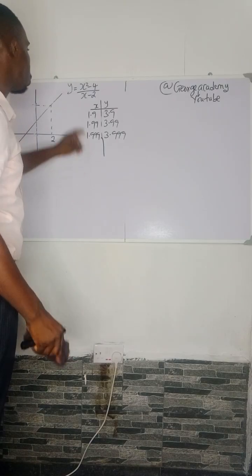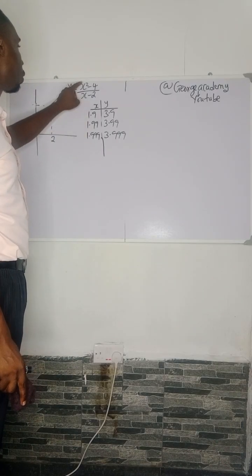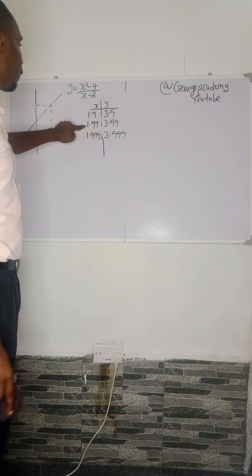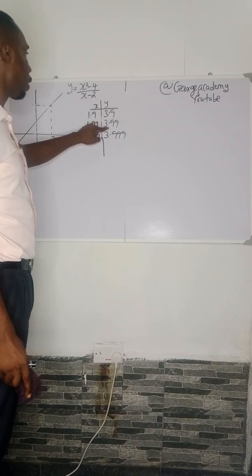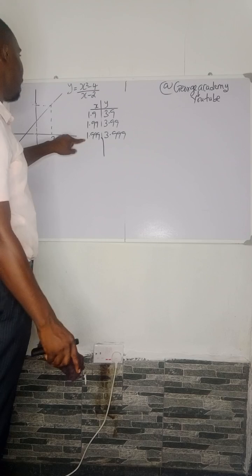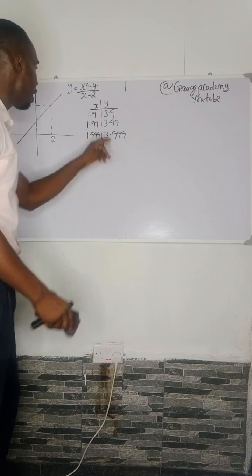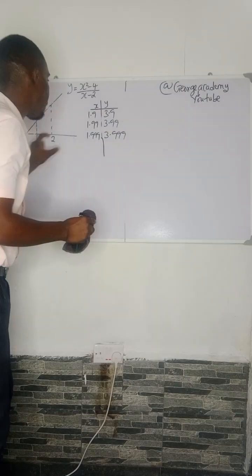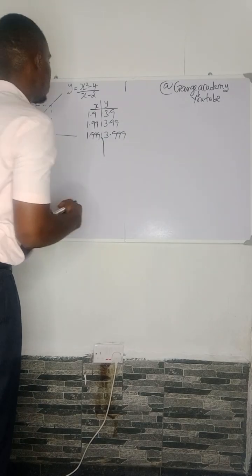So if you substitute the value here into this equation, for 1.9, it gives you 3.9. For 1.99, it gives you 3.99. The same thing is applicable for 1.999, it gives you 3.999. If you are very observant, as x approaches 2, the value of y is 4.